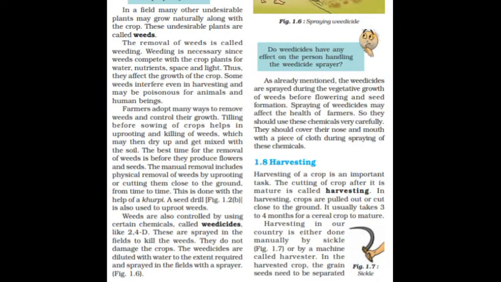Now let's revise today's class. Weeds are the unwanted plants that grow along with the cultivated plants. The process of removing the weeds from the crop field is called weeding. Weeding can be done either manually or by using a trowel or seed drill or by spraying weedicides.